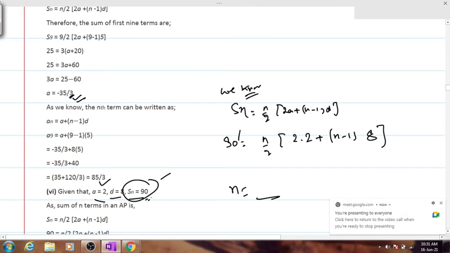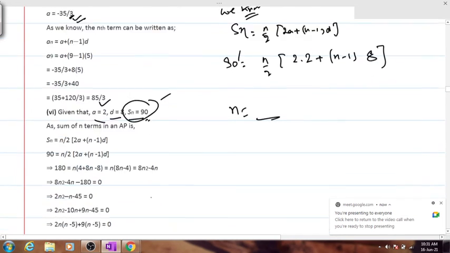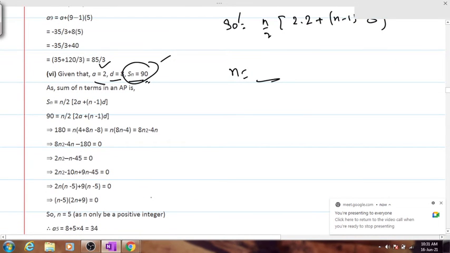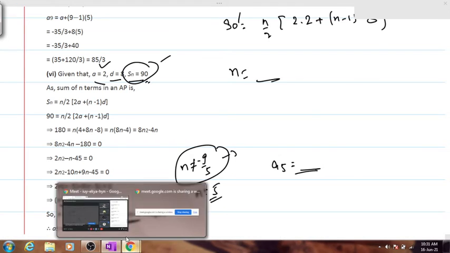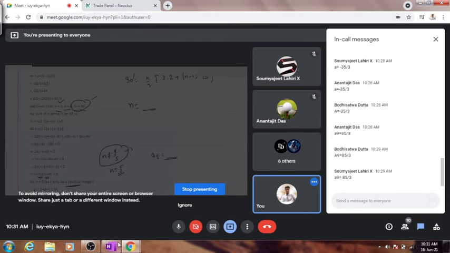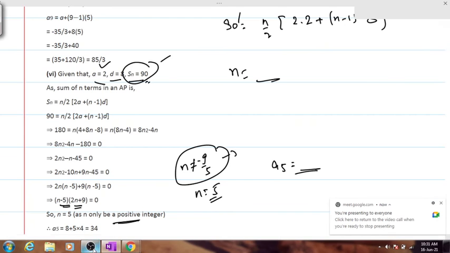The sixth one, the value for n will come out to be two values, okay? One is 5 and the other one is minus 9 by 2, and obviously you know that it's not a positive integer. Therefore we'll take the value for n as only 5, and then we have to go on to calculate the value for a5. How many students were successful in getting the answer for n as 5? Tell me. If none, then you'll have to copy it down. I'm pausing the video.